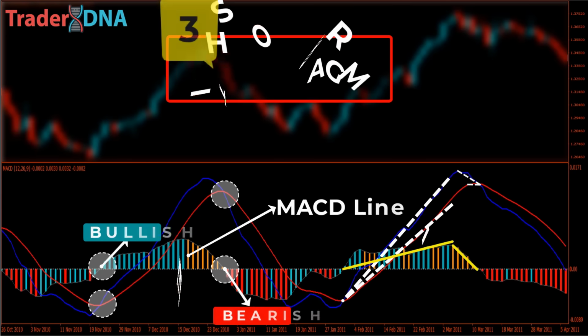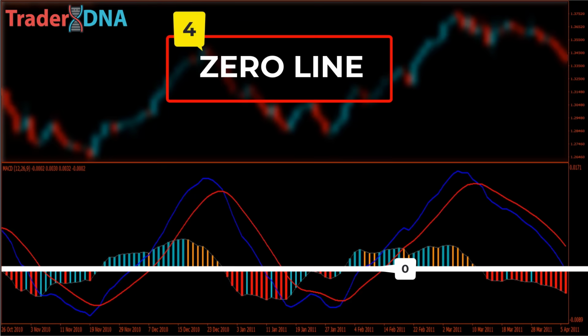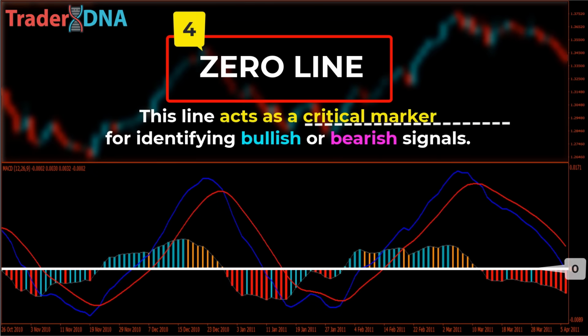Finally, we have the zero line, which is the horizontal midpoint of the MACD indicator. This line acts as a critical marker for identifying bullish or bearish signals, depending on whether the MACD line is above or below it. Now that we've outlined the core components of the MACD, let's explore how you can use this tool in your trading strategy to make more informed decisions and capture market trends more effectively.